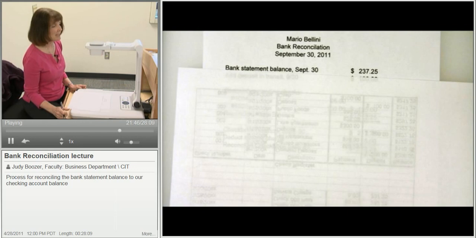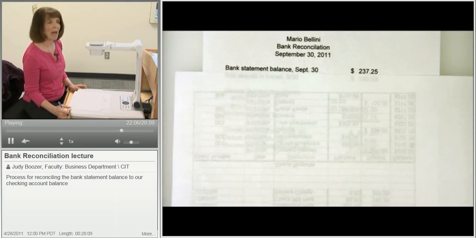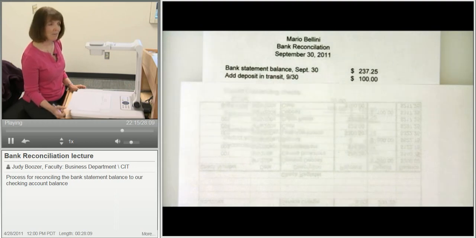So where are we going to find this? On your bank statement. Should be the balance at the end on September 30th, 237.25, correct? You simply plug it in. Now, what kind of things would we add to this beginning balance or ending balance for the bank? Good. Any deposits in transit? If there are any, there may not be. Did you find any? Yes. One on the 30th. That makes sense at the end of the cycle for the banking statement.